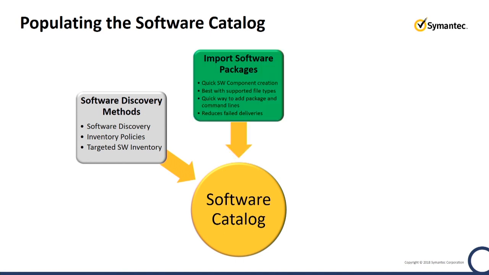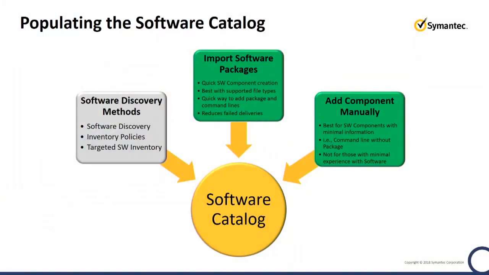So we can do it through an automated method by importing. We'll take any MSI, EXE, a DMG, whatever it might be, and it will take in that software information. So you import the software, it gets all that metadata from the MSI, from the EXE. This is best with supported file types, of course. So if you have MSIs and so on, it will get more information. This is a very quick way to add packages to the software catalog. And having that automated information, the proper command lines based on that import, helps you have a lot fewer failed deliveries. So it's just ready to go.